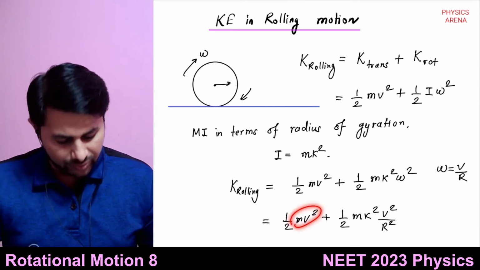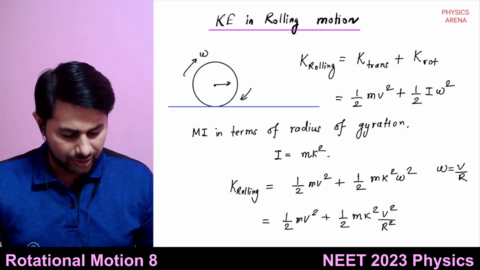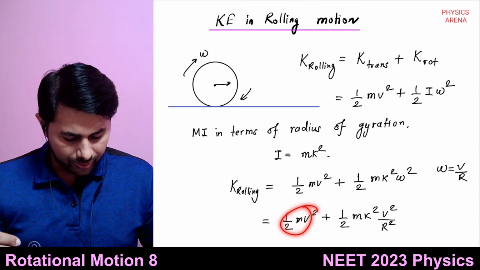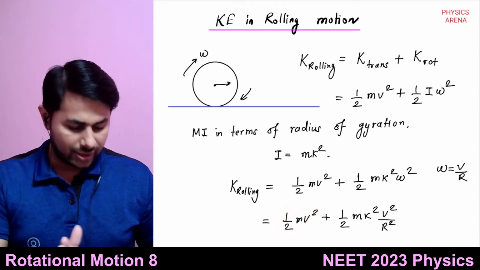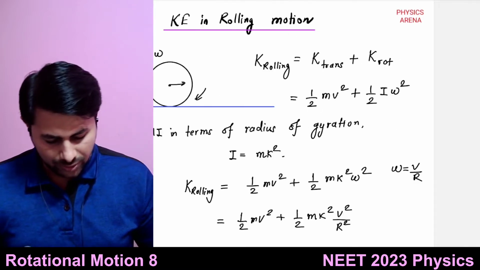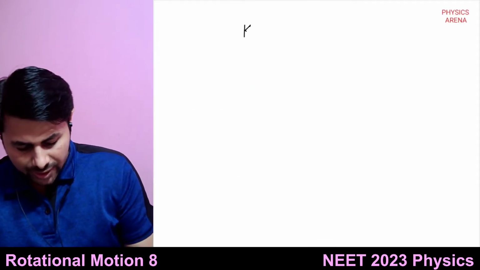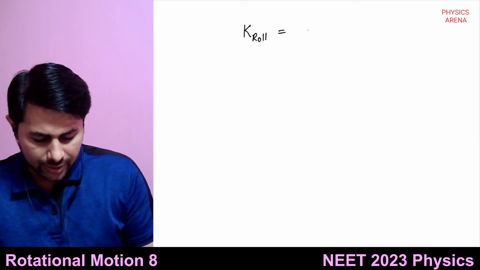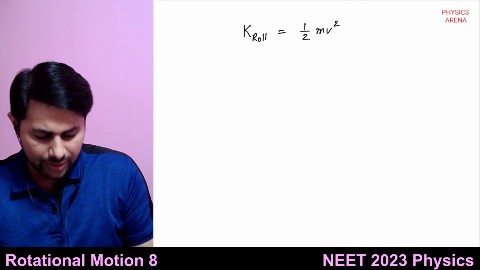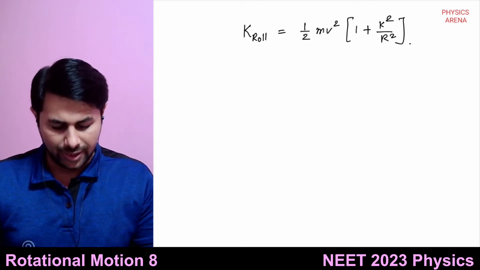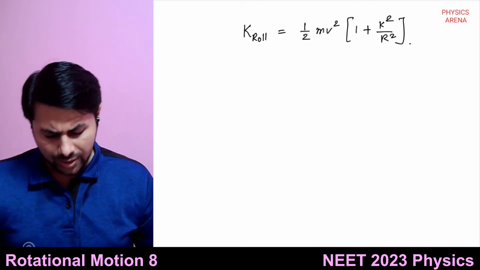Then you can take half mv square common. So what will be left from the first term? 1, and in the second term it is k square divided by r square. So what is kinetic energy in case of rolling motion? It is half of mv square multiplied by 1 plus k square upon r square. This is one formula, right?